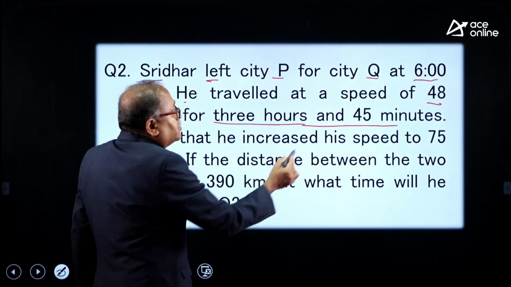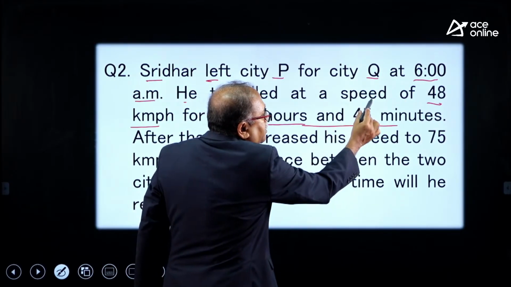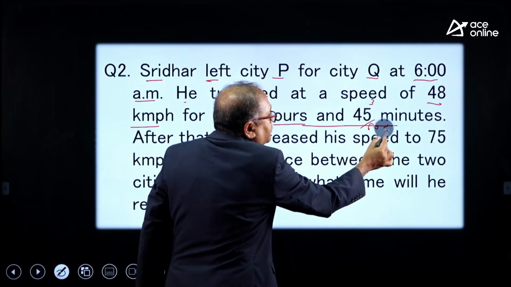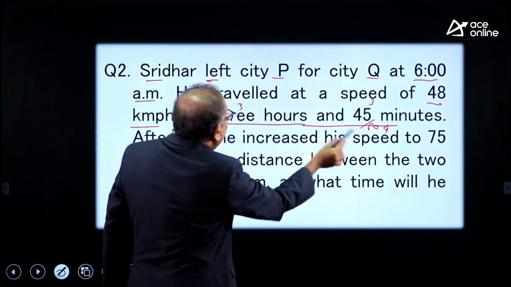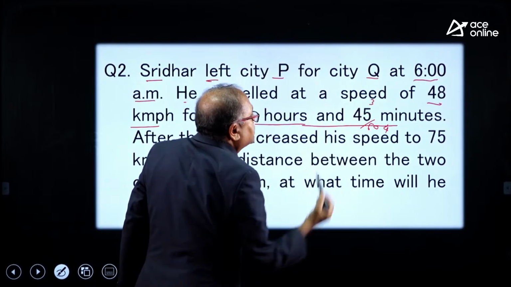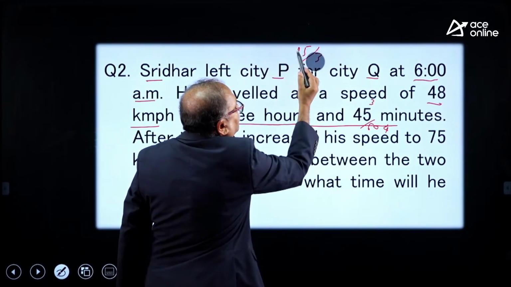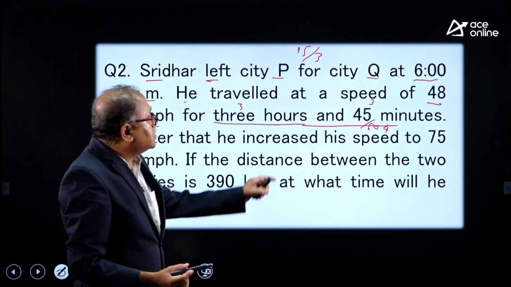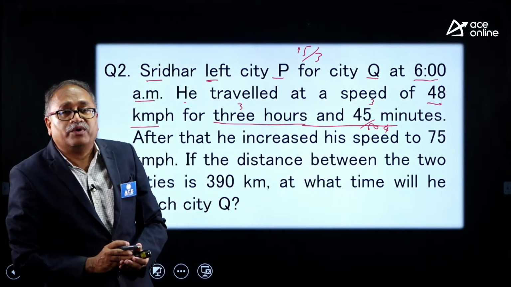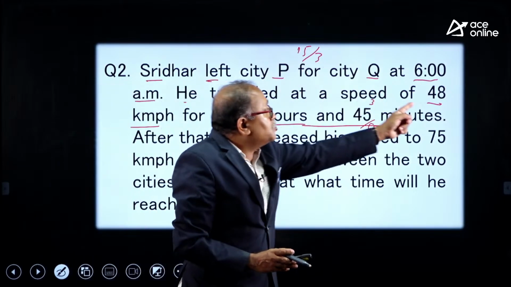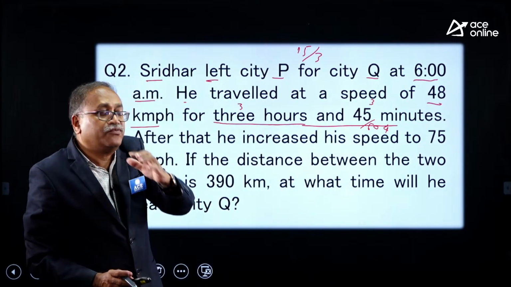So, 3 hours 45 minutes is nothing but 3 and 45 by 60. So, I will be getting this as 15 by 4, and the total number of hours: 4 times 3 is 12, and plus 3 is 15. So, total time is 15 by 4 hours. He moves at a speed of 48 kilometer per hour. So, time into speed is equal to distance. I can find it out.